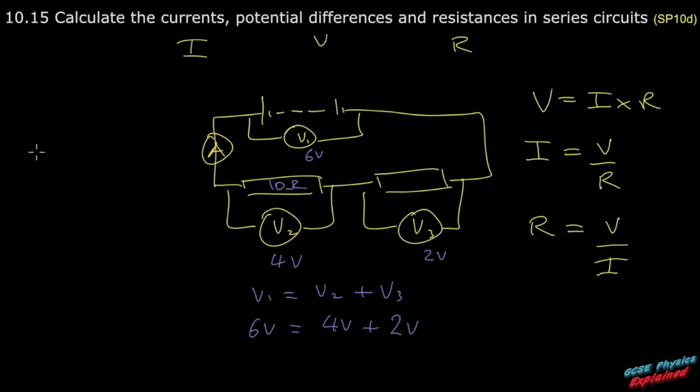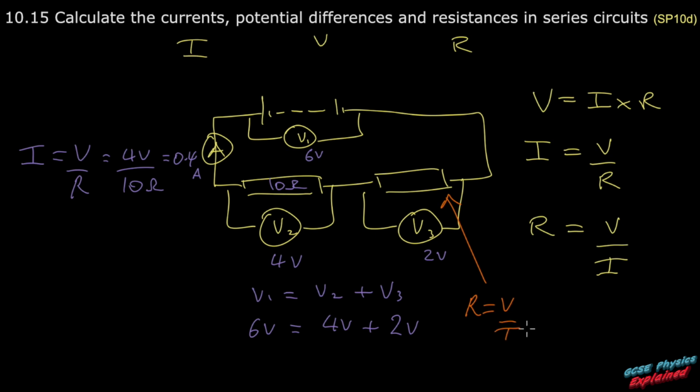Now if we knew the resistance of this, so let's just say it's 10 ohms, now we can work out the current. So I equals V over R. So take the voltage of that particular component, which is 4 volts, divided by the resistance, which is 10 ohms. So that means that the current is 0.4 amps, and that's 0.4 everywhere. So now we can work out the resistance of this here. So R equals V over I, which will be 2 volts over 0.4 amps. That'll come out as 5 ohms.